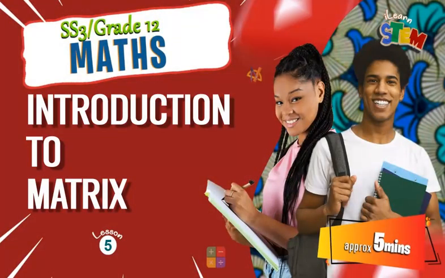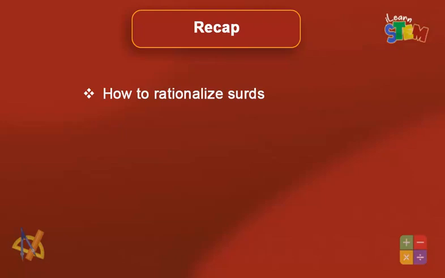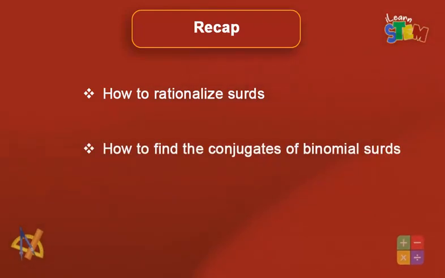Our topic this time is matrices. I am sure you are curious about what we have to learn today. Let's look at what we learned in our previous lesson. In our last lesson, we talked about how to rationalize surds, and also how to find the conjugates of binomial surds. Now, let us look at our objectives for today's lesson.